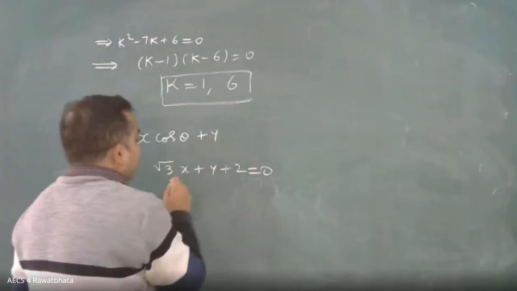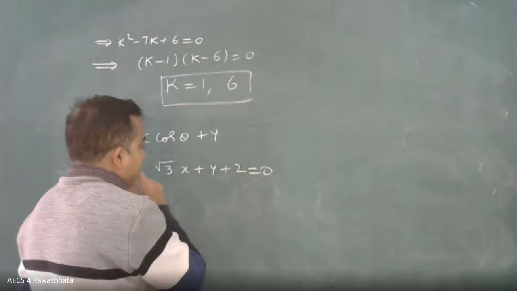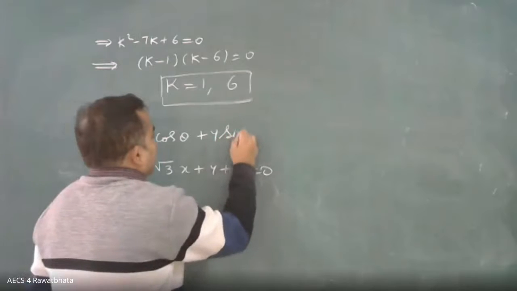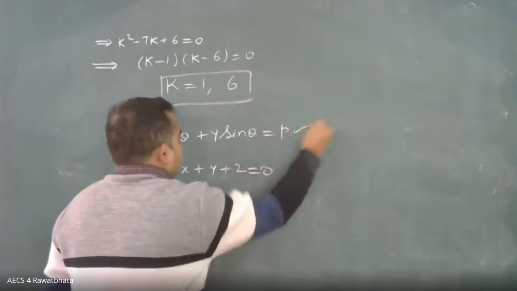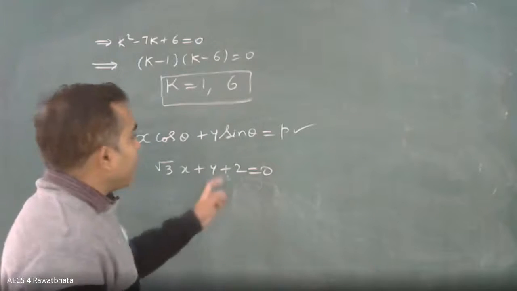Check, I have written correct. Root 3x plus y plus 2 equal to 0. So this is the normal form of this equation, root 3x plus y plus 2 equal to 0, and I have to get the value of theta and p.